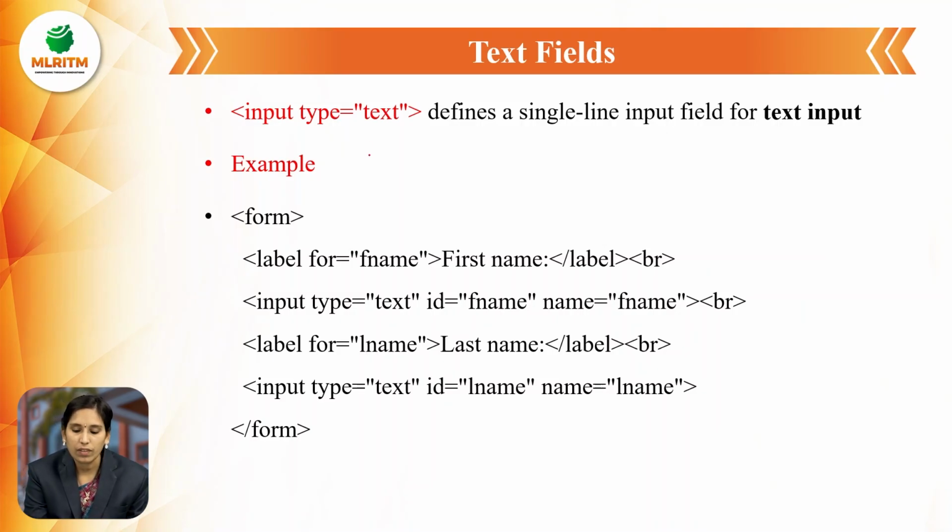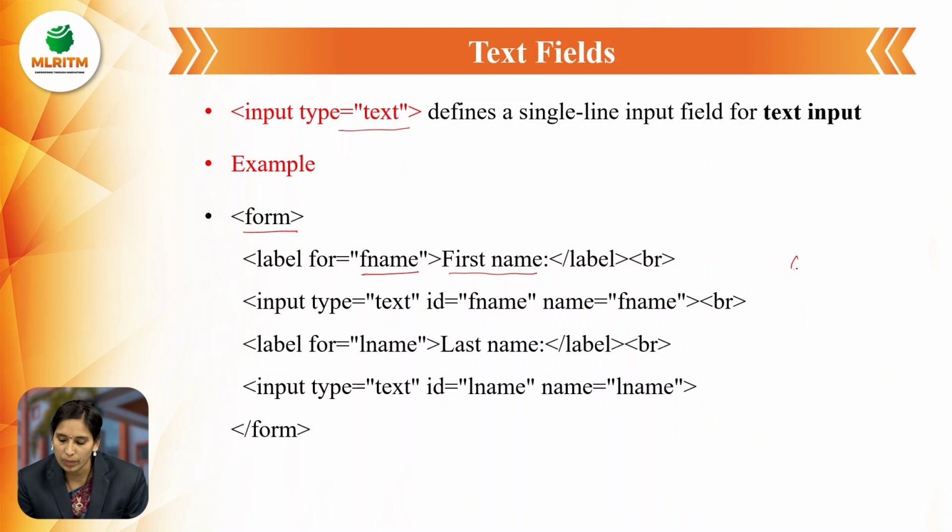The text field syntax is input type equals text. It is a single line input field for text input. It means whatever input we give in a single line, we use text fields. See this example. First of all, open the form tag. Then label for equals fname. The label name is fname, given for identification by the server. Then First Name is displayed for the client.